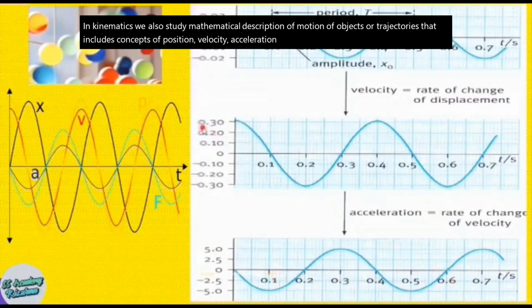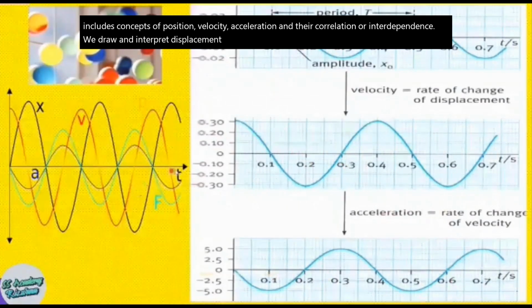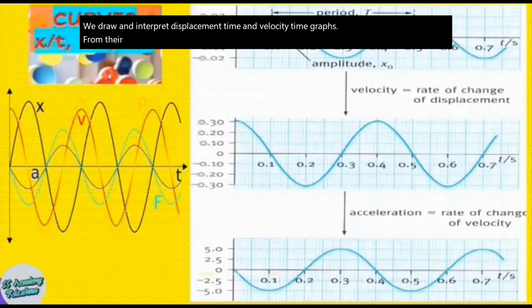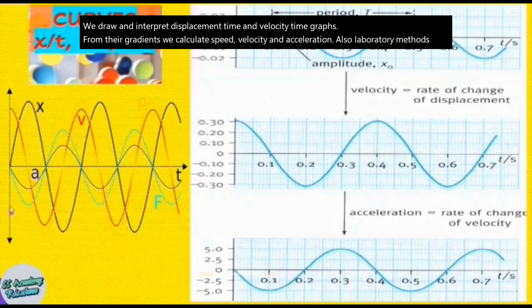In kinematics, we also study the mathematical description of motion of objects or trajectories that includes concepts of position, velocity, acceleration, and their correlation or interdependence. We draw and interpret displacement time and velocity time graphs. From their gradients, we calculate speed, velocity, and acceleration. Also, laboratory methods are used to calculate speed.